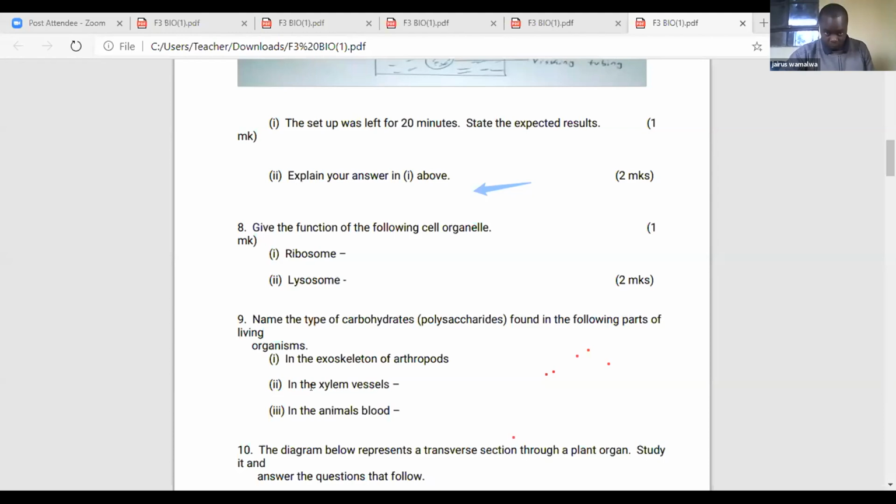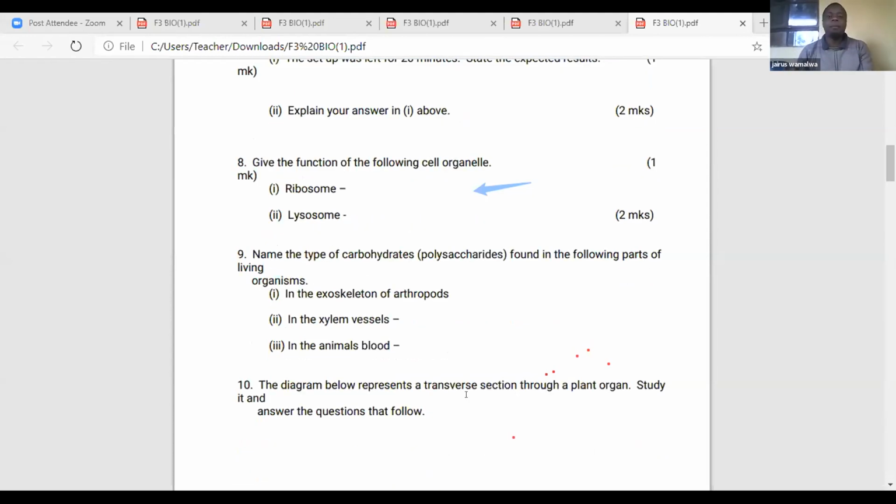Then in the xylem vessel. Lignin. Lignin. In the animal blood. Glucose. Glucose is a carbohydrate, but it is a monosaccharide. Remember types of monosaccharides: glucose, galactose, fructose. Now here we are told the one that is a polysaccharide, a complex. So it is glucose but stored in the form of glycogen. I can see one man has done it there.